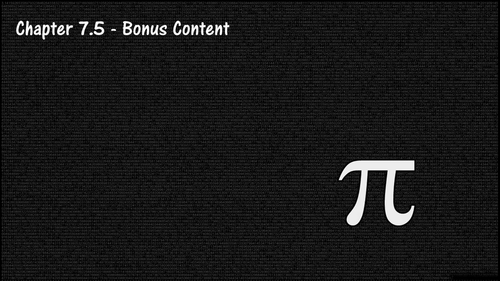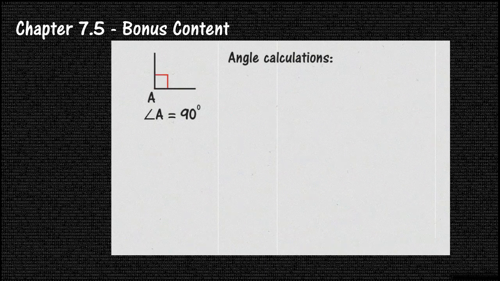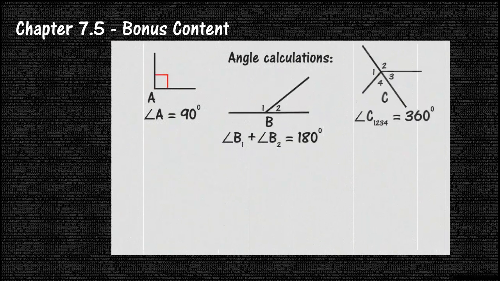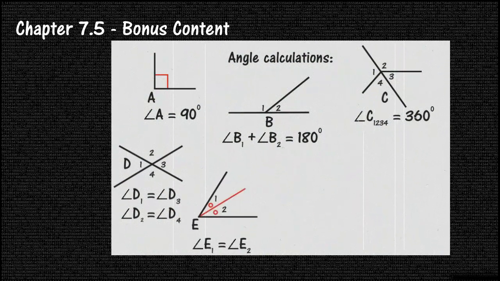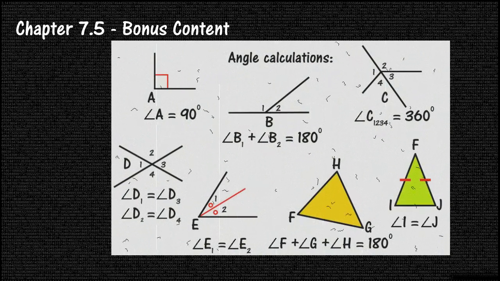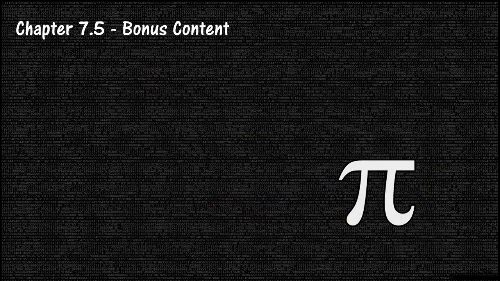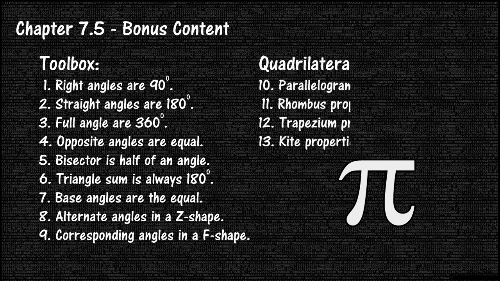First, let's take a look at the tools in our toolbox. Right angles, straight angles, full angles, opposite angles, the bisector, the triangle sum, and the base angles in an isosceles triangle. And together with alternate angles and corresponding angles, we have a total of 9 tools at our disposal. I say 9, but actually with the quadrilaterals of paragraph 7.4 we do have a few extra, but I'm not going to put them on my list here.